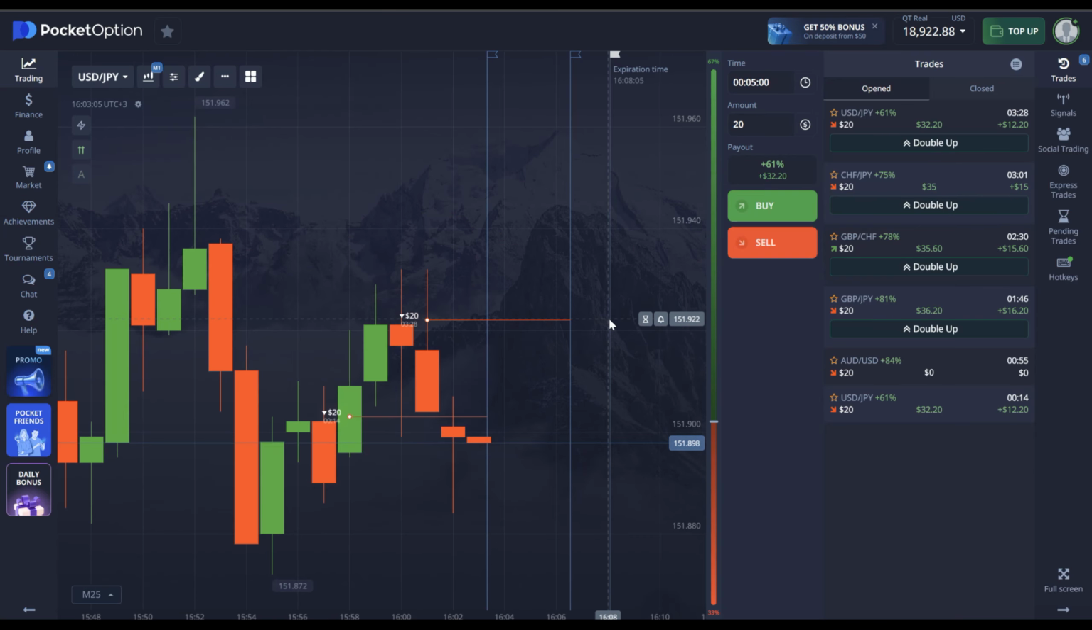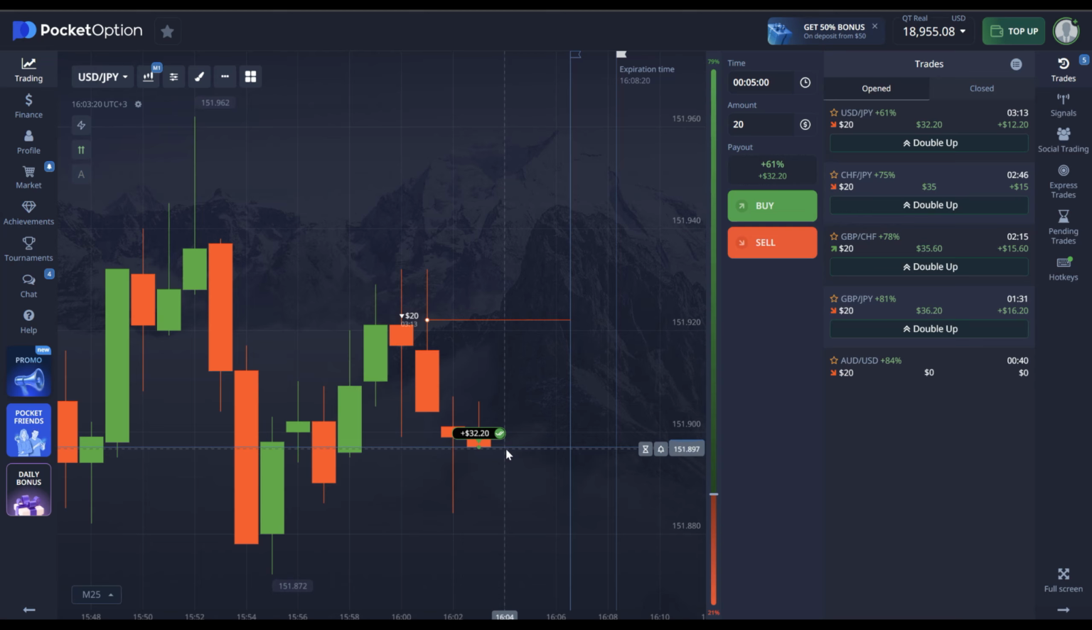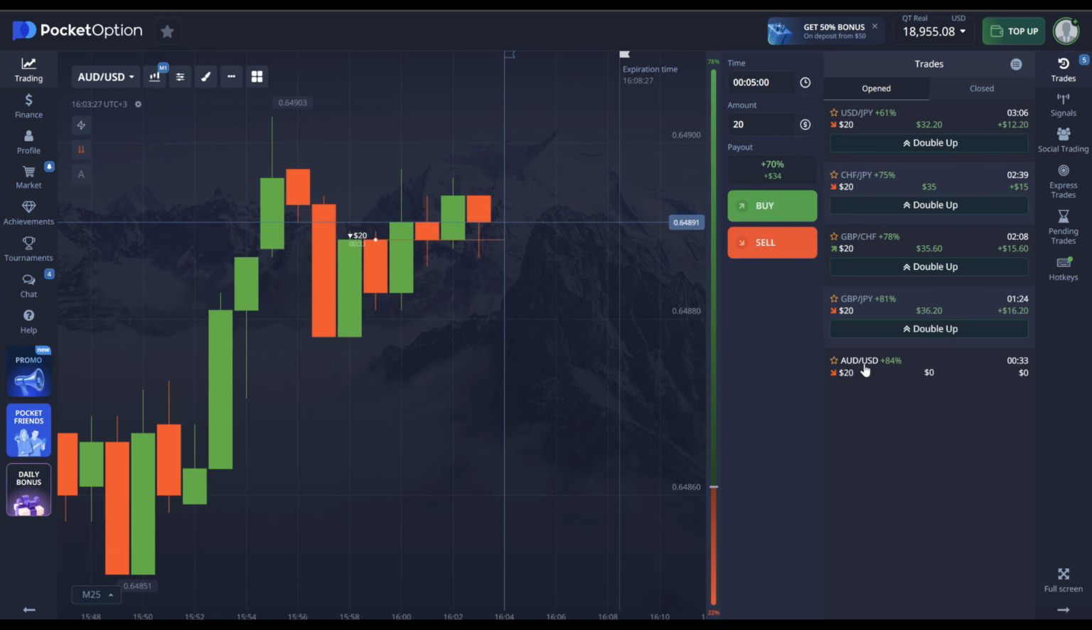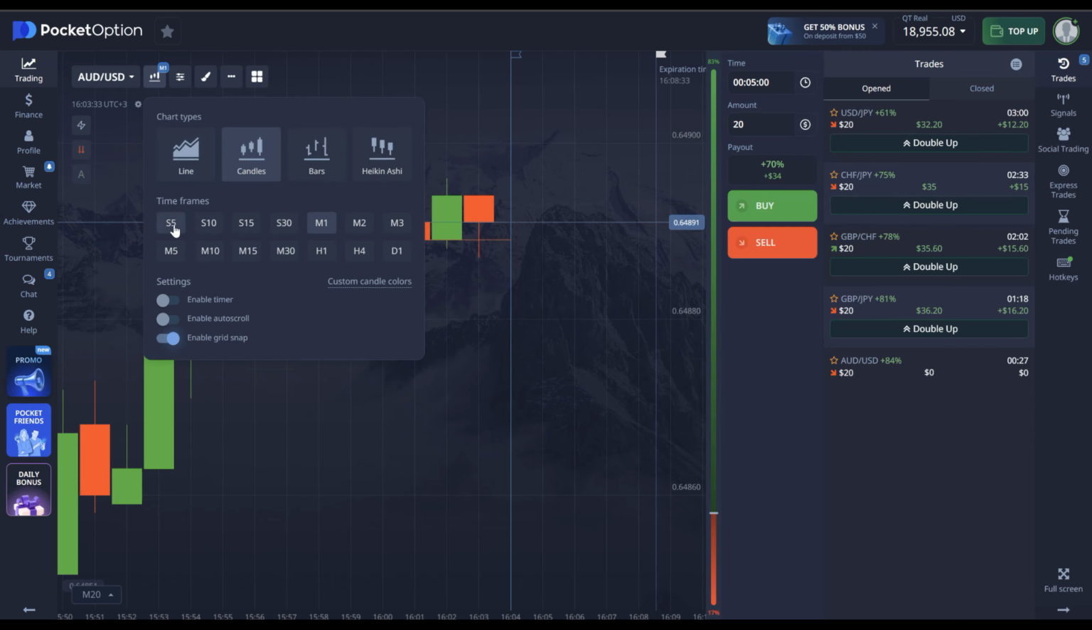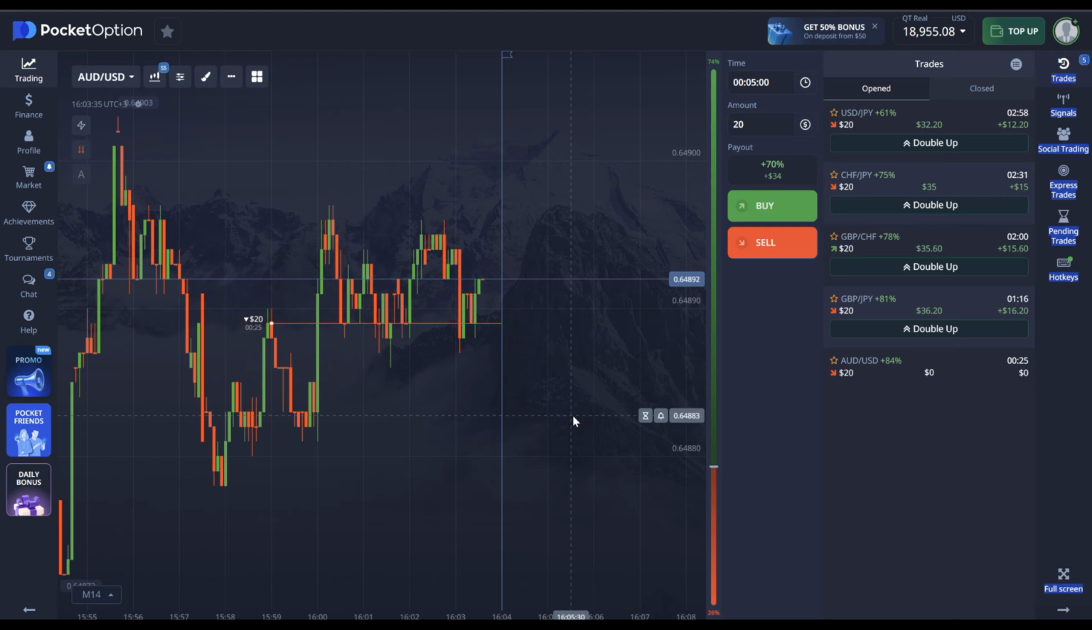15 seconds until the first trade comes to a close. That's our dollar-yen pair. We're making a profit on this trade. The next trade is the Australian dollar. Half a minute left and the price is jumping up and down. And until the very end, it won't be clear how the trade will close.